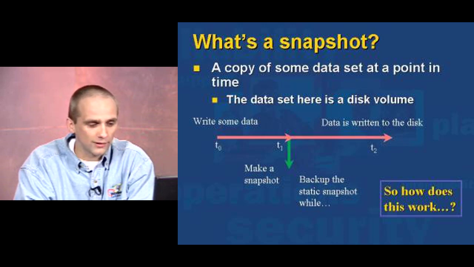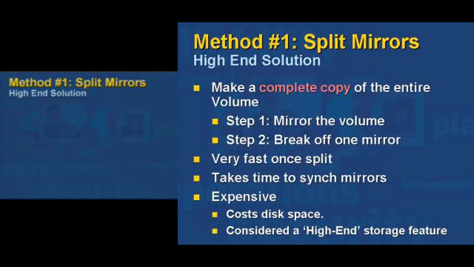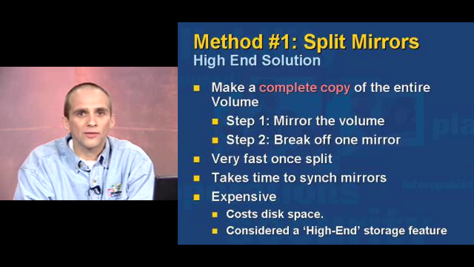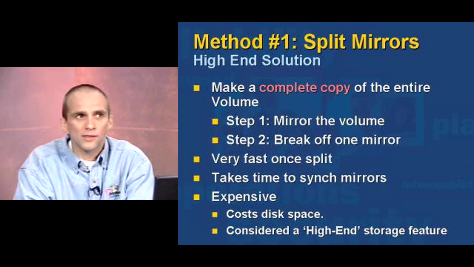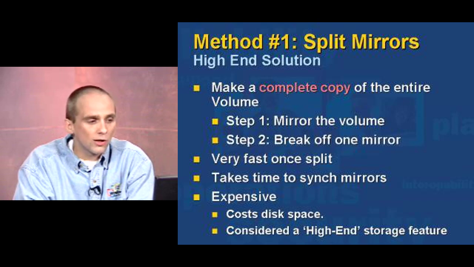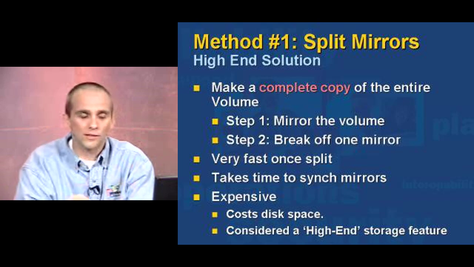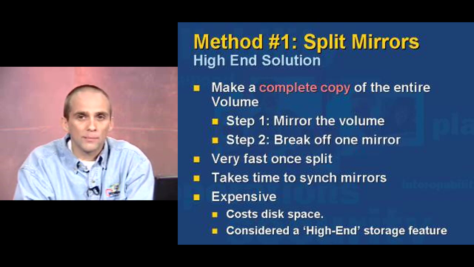So how does this work? There are two real ends of the way you do this. There's a high-end solution, and there's a low-end solution. And as you can imagine, there are in-between solutions. The high-end solution is to start with the idea of mirrored disks. Start with two disks, mirrored, to make a complete copy of the entire volume. So I have my two sides of the mirror, and then break that mirror into two. That's a snapshot, that's a point-in-time copy.